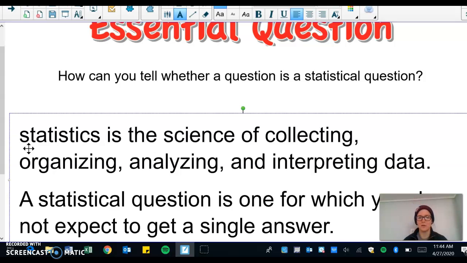So if I ask you, what is the month we're in? The whole class, I'm going to get just one answer. I'm going to get April. But if I ask, what month were you born in? I'm going to get a variety of different answers. So what month you're born in is a statistical question. What month we're in right now is not a statistical question because it gets one answer.